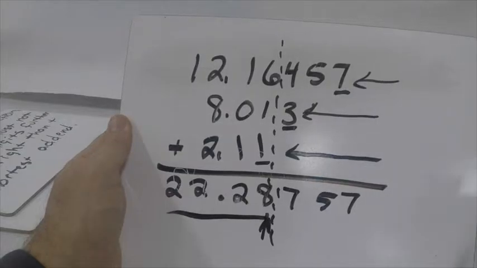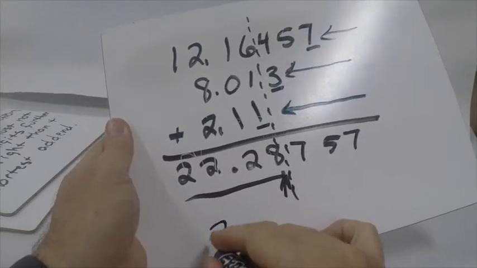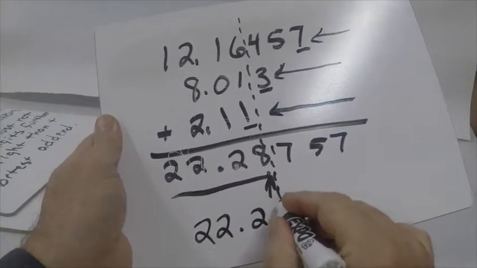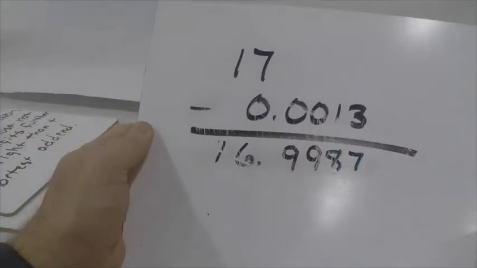Now, I don't just cut it off. I don't just drop everything. I need to do the normal things that you do in math. You need to round it off. So for this one, my answer would be 22.29. Okay? Let's take a look at a subtraction one, rather.